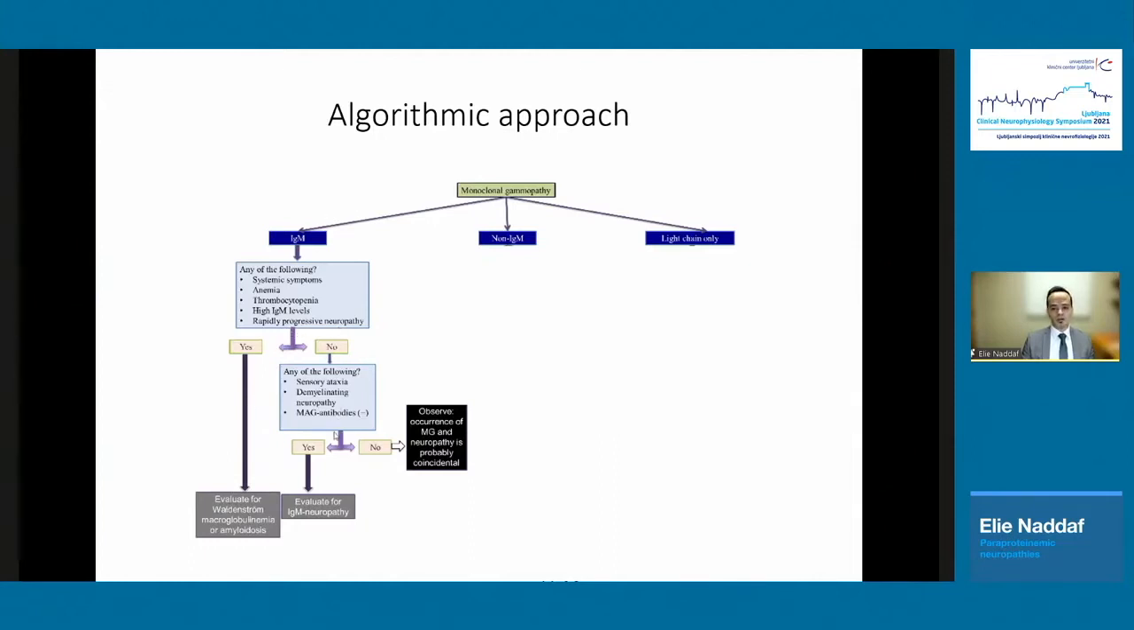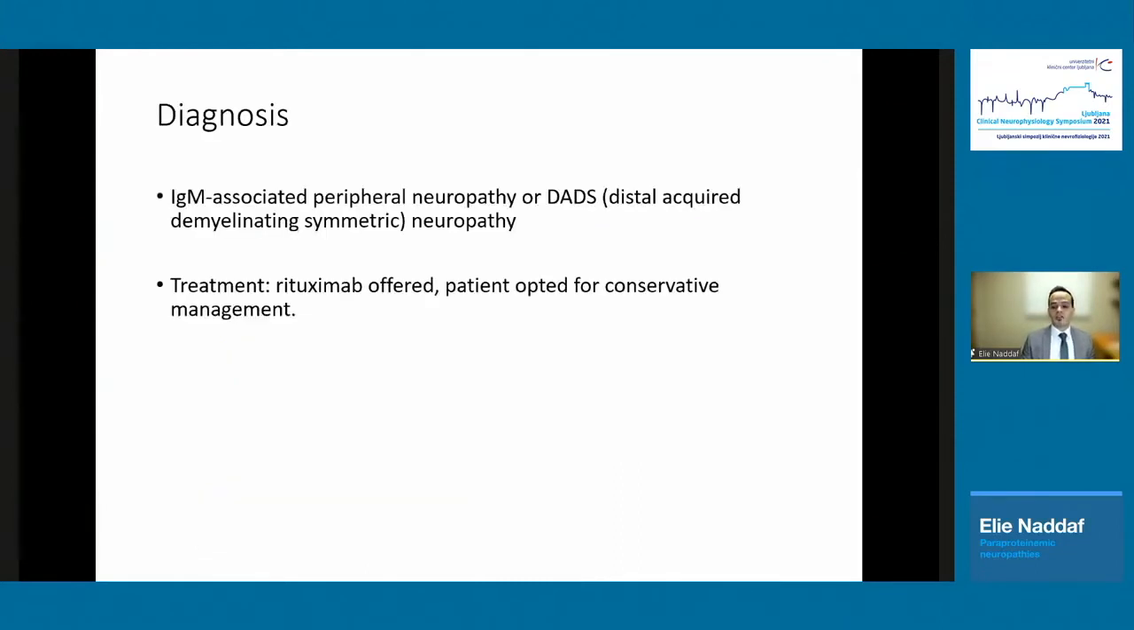IgM is the only monoclonal protein that can directly cause a neuropathy or an immune-mediated neuropathy, and therefore it requires further investigation. If the patient has sensory ataxia, a demyelinating feature on EMG, with or without MAG antibodies, which is yes, then you're mostly suspicious for an IgM neuropathy. If not, nothing really unusual. It's probably coincidental and you would just observe. So in this case, the diagnosis of IgM-associated peripheral neuropathy, or DADS, distal acquired demyelinating symmetric neuropathy, was established.